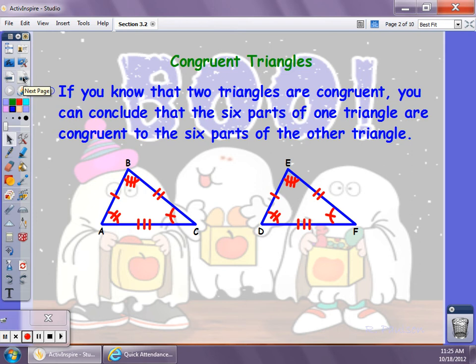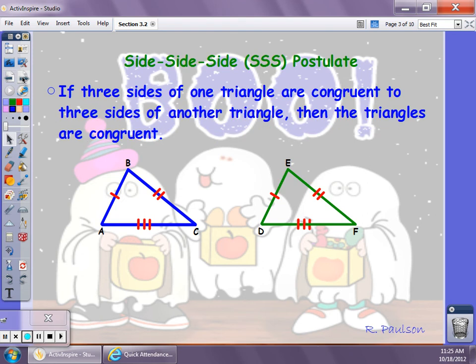The following postulates give you 3 different ways to show that triangles are congruent by comparing 3 pairs of corresponding parts. The first postulate, which is the side-side-side postulate, or SSS for short, states if 3 sides of one triangle are congruent to 3 sides of another triangle, then the triangles are congruent. As you can see, triangle ABC is congruent to triangle DEF because AB is congruent to DE, BC is congruent to EF, and CA is congruent to FD.